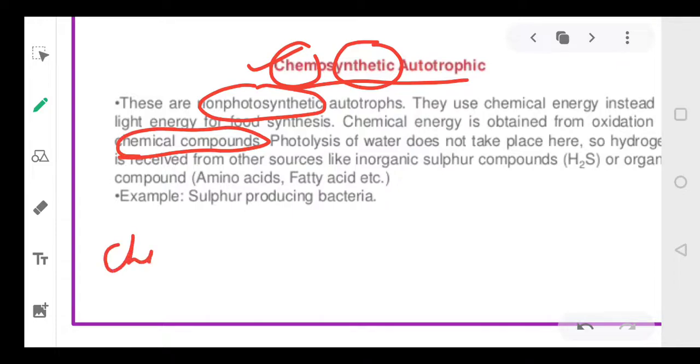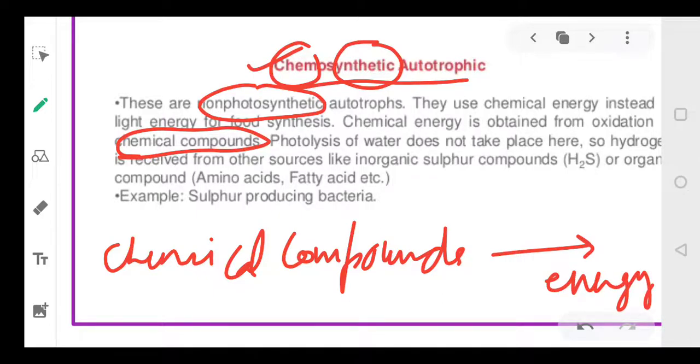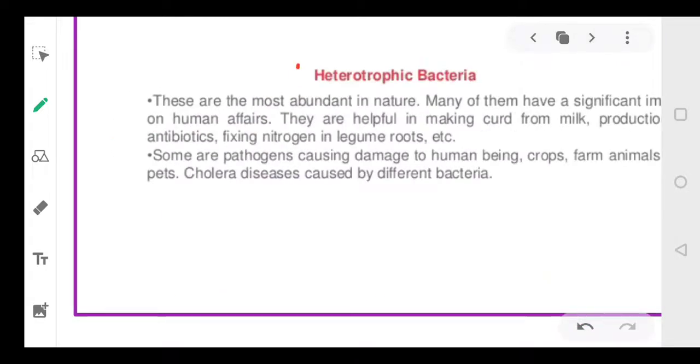Now suppose chemical compounds are there. These compounds will be oxidized. Clear? So they will oxidize these and energy will be released in their body. Oxidation of chemical compounds will take place and energy will be released. Is it clear, everyone? Right. So one of the best examples is sulfur bacteria. Okay, everyone?